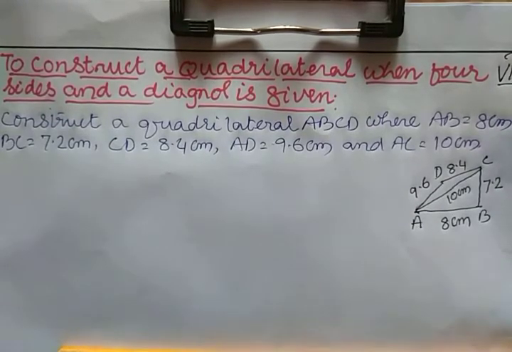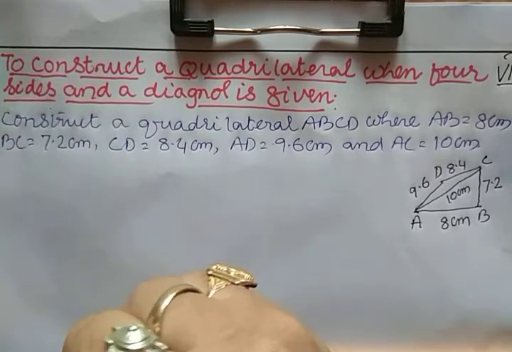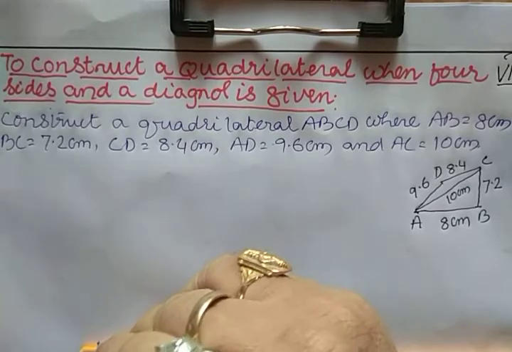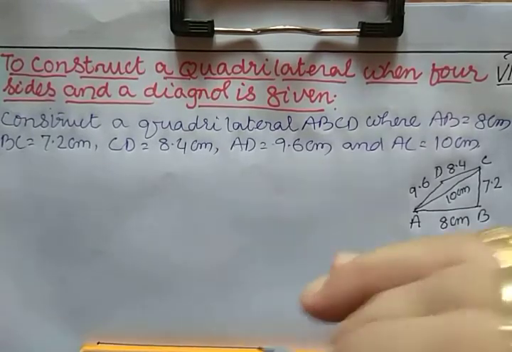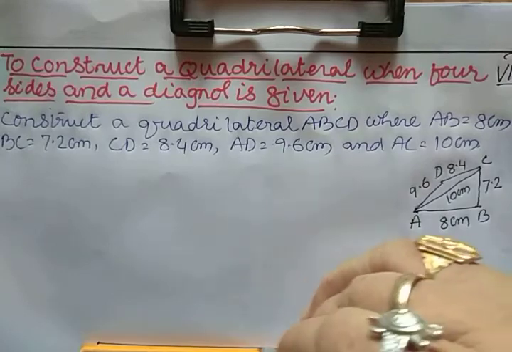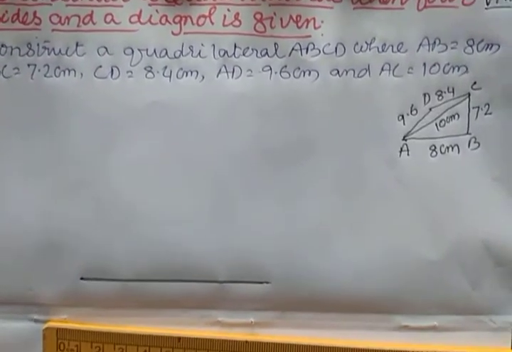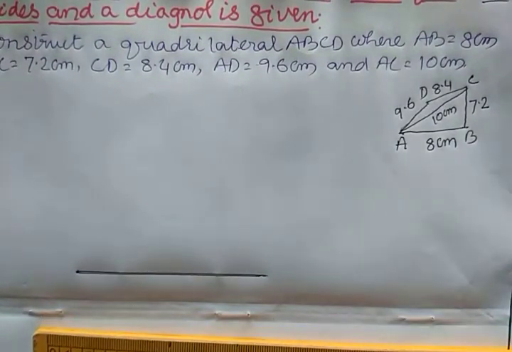So I measure 8 centimeters and I make 2 points and I join. As I said yesterday also, I am drawing this with the help of a pen in order to make you see it clearly. But when you do in the exam, you should do it with the help of a pencil, not with a pen. Clear?